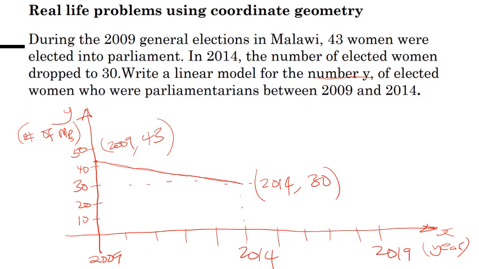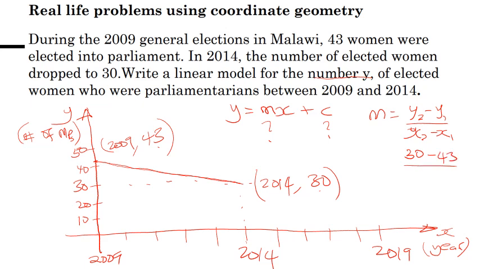Our model has to take this form: y = mx + c. We need to find m and we need to find c. We know that m is the gradient, the change in y, that is y2 minus y1 over x2 minus x1. Here y2 is 30, y1 is 43, so 30 minus 43, divided by x2, which is 2014, minus x1, which is 2009. This gives minus 13 over 5. That's our gradient, minus 13 over 5.